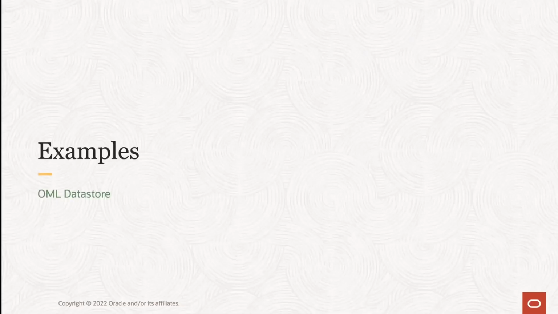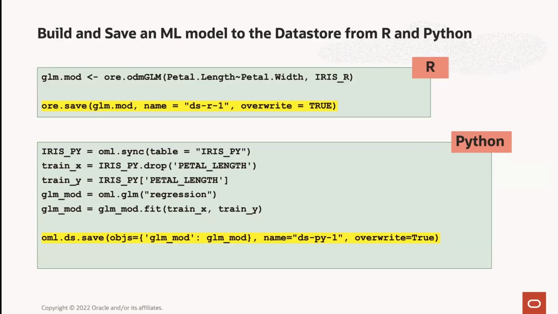Okay, so now let's go over some quick examples before we jump into the coding notebook demonstrations. So our first example here, we'll build a GLM model on the iris dataset using OML4R and OML4Py. We will then save the resulting models to the respective R and Python data stores named dsr1 and dspy1.